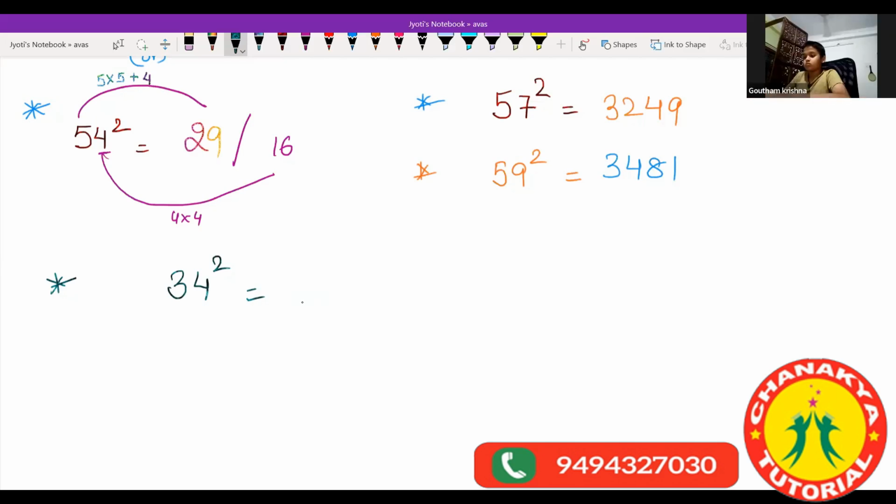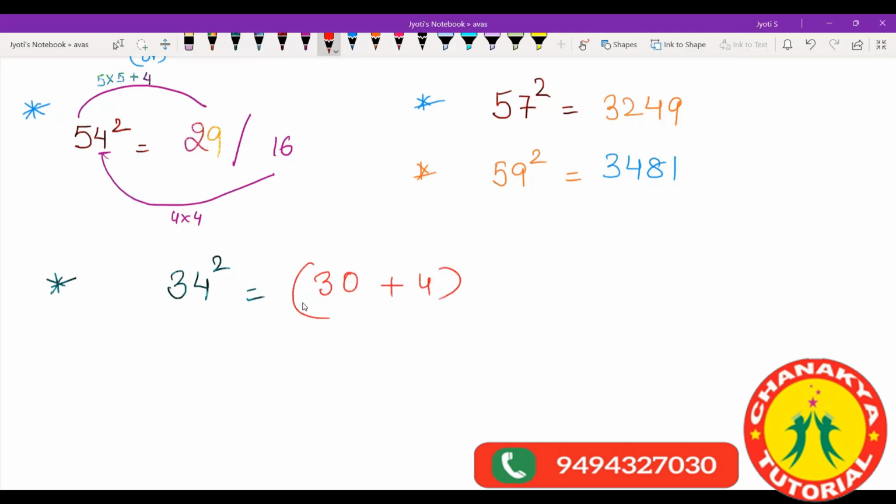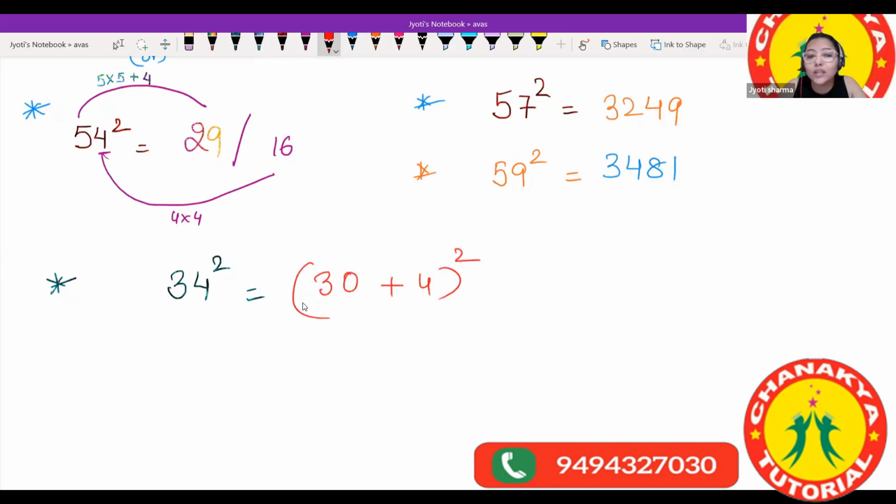Let's say I want to find 34 square. Can anyone tell me what is the expanded form of 34? 30 plus 4. Okay, 34 square. I can write my 34 as 30 plus 4. Now, what is the meaning of 30 plus 4 square? 30 plus 4 multiplied by 30 plus 4.